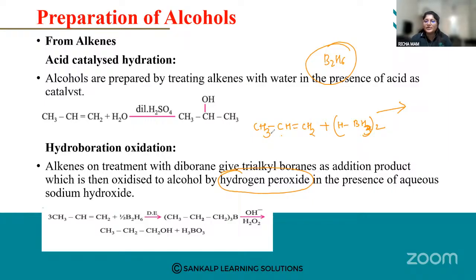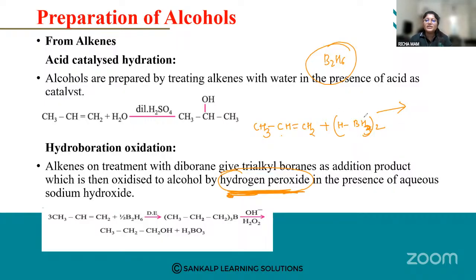So what will happen actually whenever there is an unsymmetrical alkene and we are doing the addition reaction? It is going to follow the Markovnikov rule, right? But here, as we have already discussed in haloalkanes and haloarenes, when we are using hydrogen peroxide, the reaction will go reverse, right? Why? Because it will follow the anti-Markovnikov rule. So here also the reaction will follow the reverse.